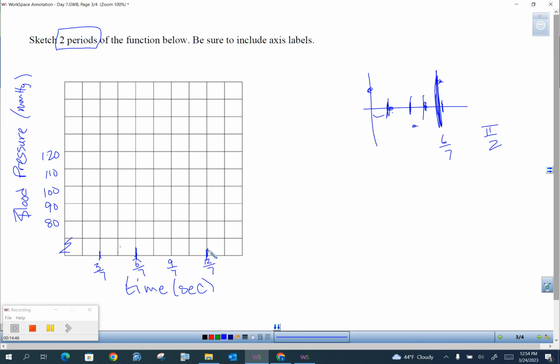From there, if we just graph looking at these features, I know I'm going to start and end at the maximum. So I'm going to start over here at 120 and end at the period. And then halfway between those 2 points, the minimum shows up. So we know our minimum already was 80. Halfway through, it's at that 3/7. And then we can visualize the middle on the midline as well.